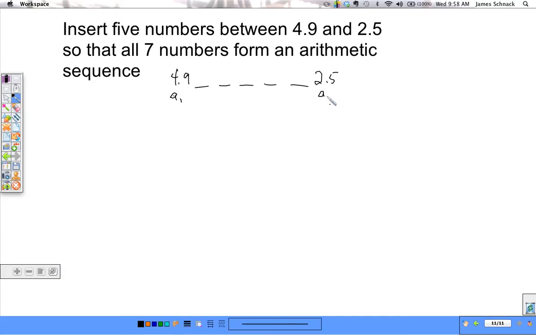The IB uses a lot of u's. But it doesn't matter. I'm going to use a here. So, in order to find all the rest of these terms, I need to know my common difference. And I actually have all the information I need to figure that out. I'm going to put the 7th term equals the first term plus n minus 1 times the common difference. Notice the only thing I'm missing is the common difference. I can solve it.